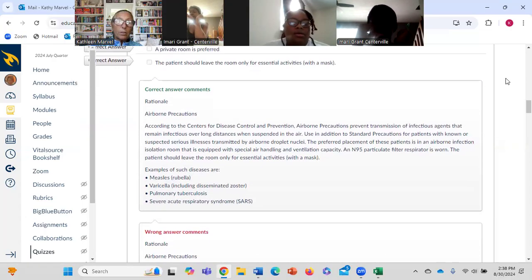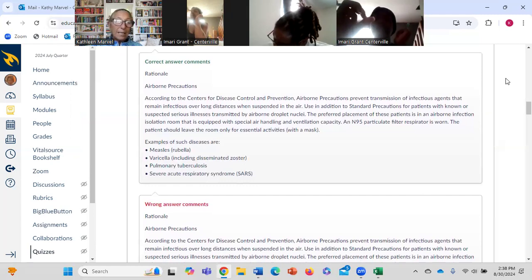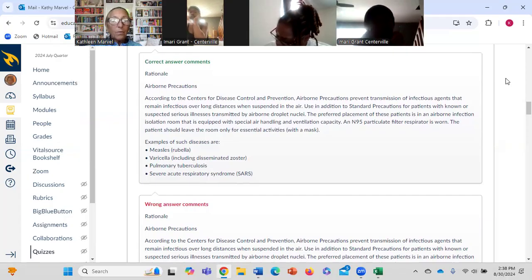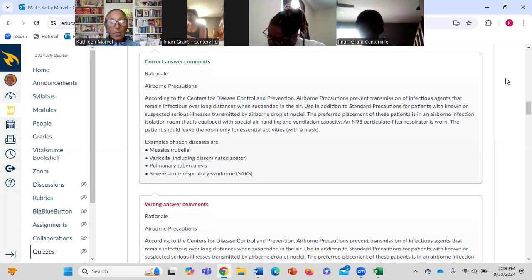Okay, so this rationale gives you a nice summary of more detail about airborne precautions. According to the CDC, airborne precautions prevent transmission of infectious agents that remain infectious over long distances when suspended in the air. So in addition to standard precautions, airborne is used for suspected serious illnesses transmitted by airborne droplets. The preferred placement of these patients is in an airborne infection isolation room.